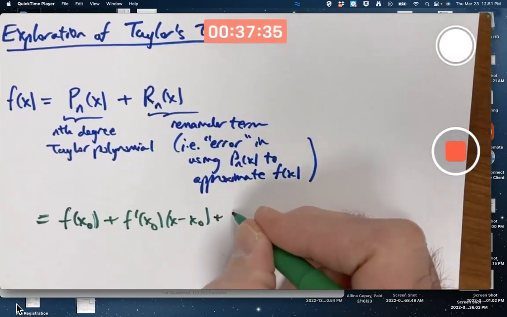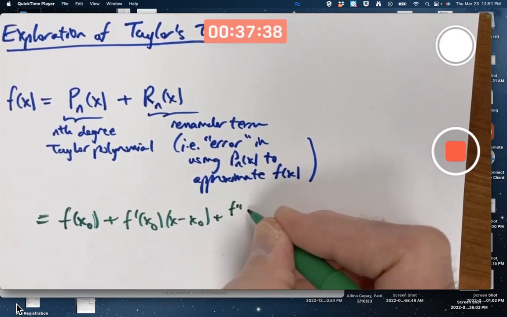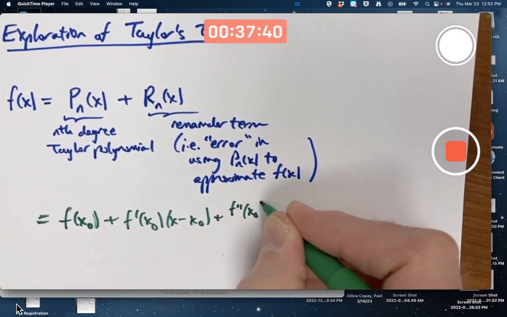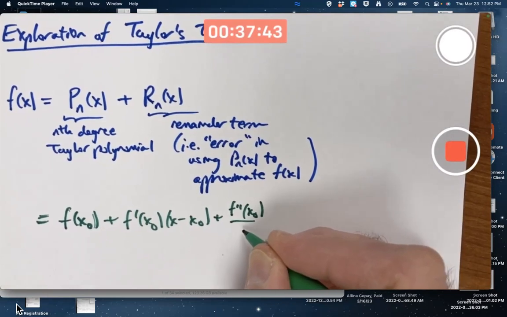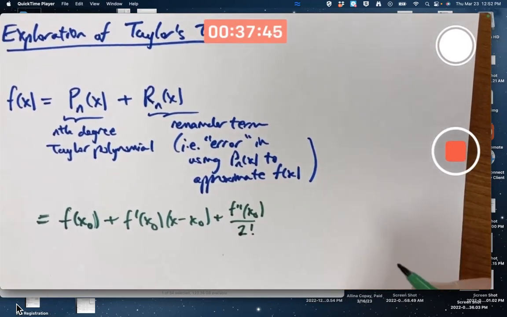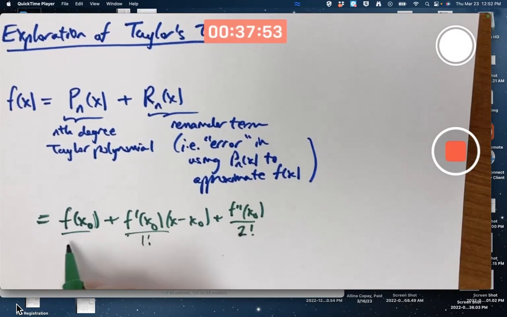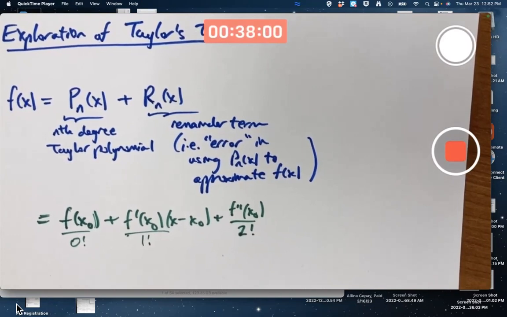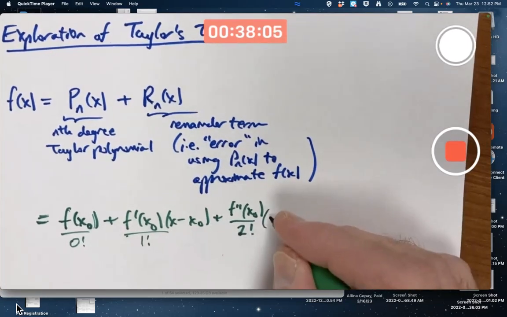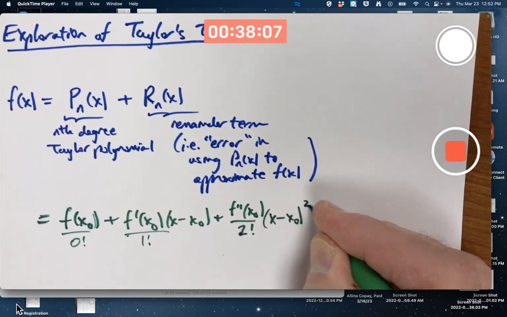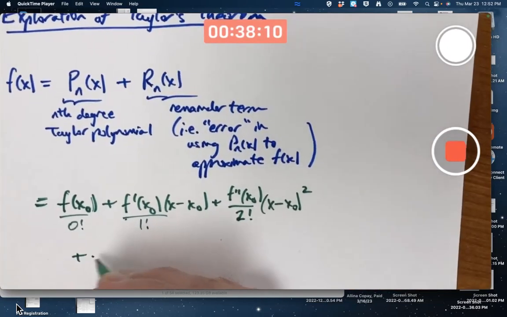plus the quadratic term, which is the second derivative of f evaluated at x zero, divided by two, but you write it as two factorial, because we're going to see a pattern. This one also could be thought of as divided by one factorial, and this one can be thought of as divided by zero factorial, because zero factorial and one factorial are one, right? Zero factorial is one by definition, because it makes formulas like this work out nicely. Times x minus x zero squared, plus dot, dot, dot.